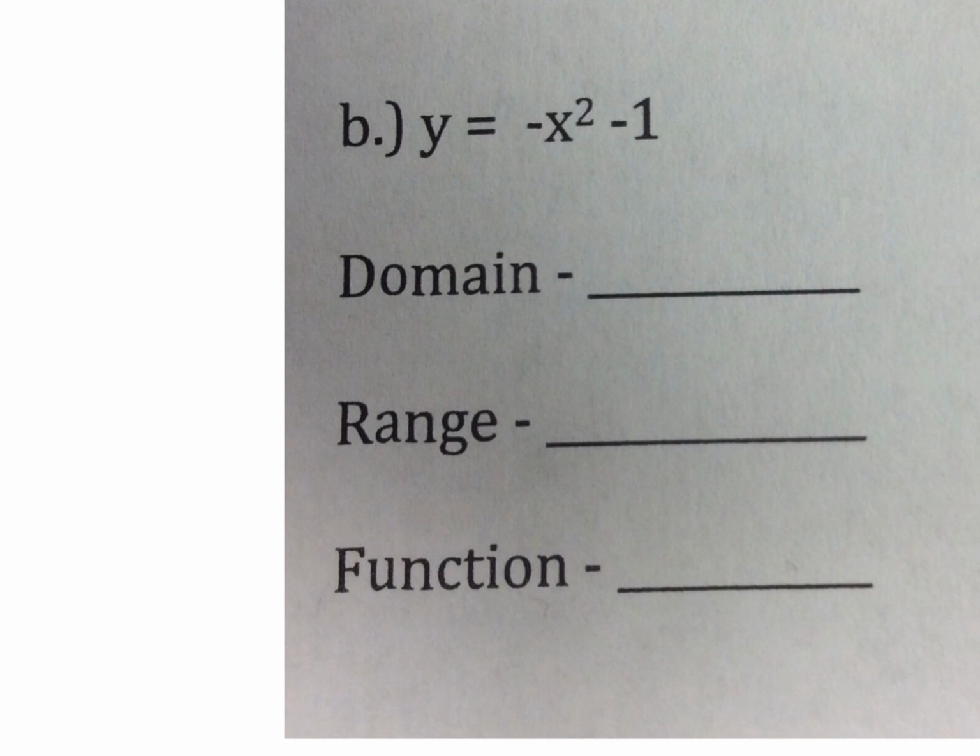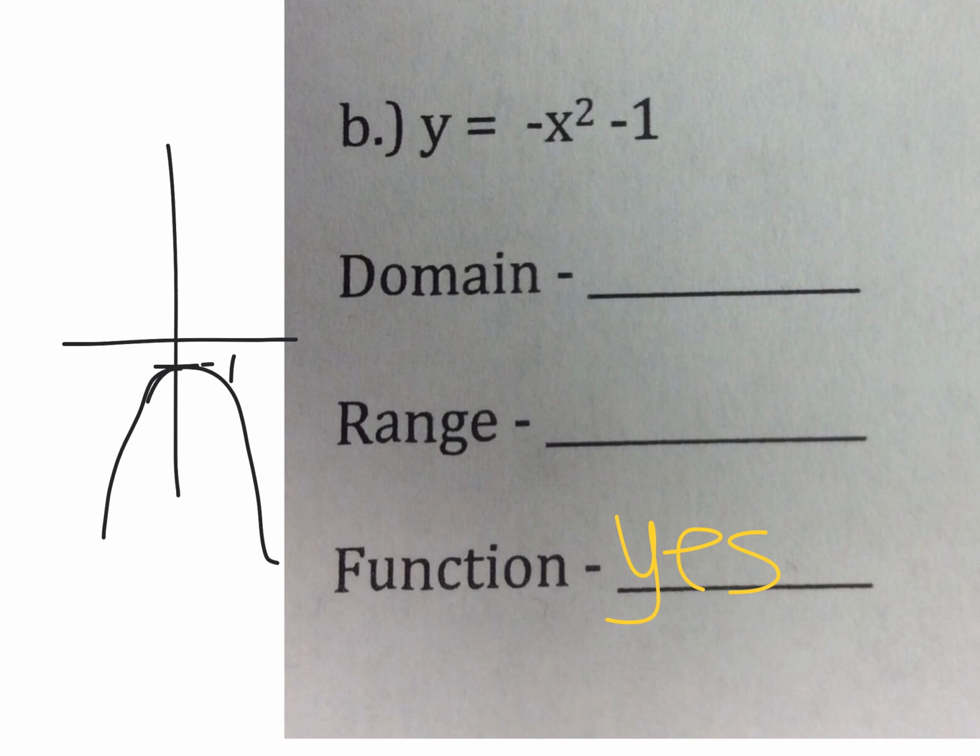Okay, so I'm on the bottom part of number 2, where it just gives you the equation. You have to find range, domain, and whether it's a function. So right away you should say, this is a function because it's a parabola. So if I were to draw a sketch of this parabola, what would it look like? Here's -1, and it would open downward. So that's just a rough sketch, to give you an idea of what it looks like.